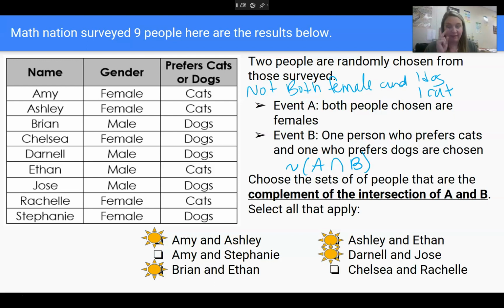Chelsea and Rachel. Okay, they are both female, so they may or may not qualify. Now I gotta see, do they like one of each? If they do, I can't check them off. If they both like cats or they both like dogs, I'm fine. So Chelsea is dogs, all right, and Rachel is cats. Oh, that was one of each. I cannot include them. Okay. So we were looking for combinations of people that were not both female and could not like one dog, one cat. Had to have both of those elements together.